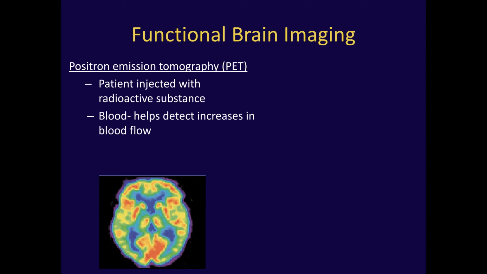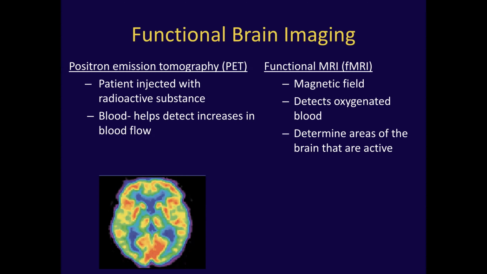Essentially, an individual is injected with a radioactive substance, and a very simplistic explanation is this essentially attaches to blood, and the blood flow is detected by the scanner. So when there's activity in the brain, that's where the blood goes. So the scanner is able to pick up what parts of the brain are active. And then a functional MRI or fMRI uses a magnetic field similar to a structural MRI.